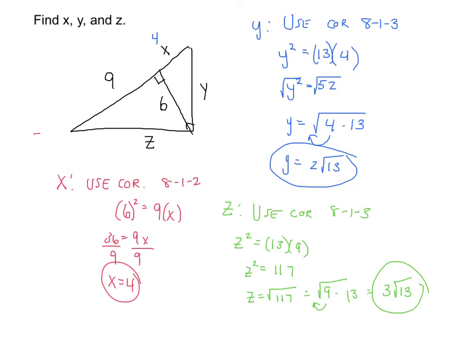Now we've used the geometric mean and our theorem, which led to our corollaries, to find all of these side lengths, which were not possible before. So incredibly useful theorems here. Write down any questions you have, and I hope all this made sense to you.